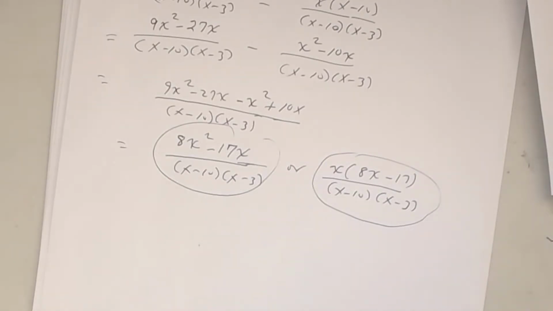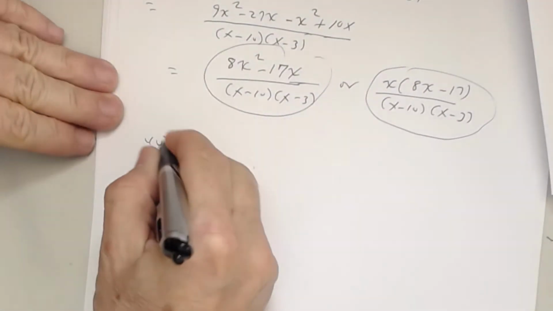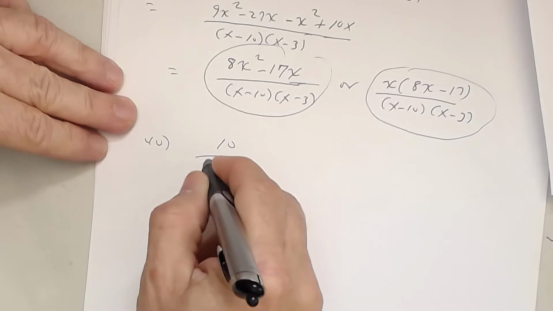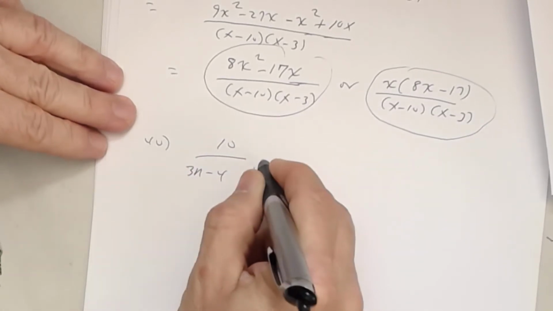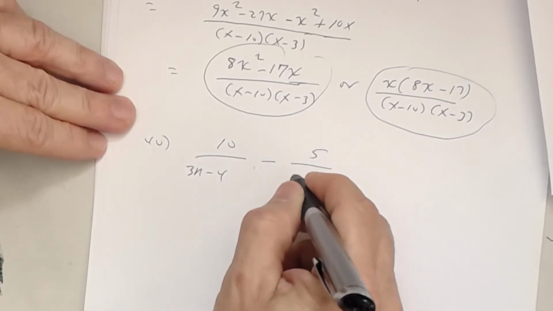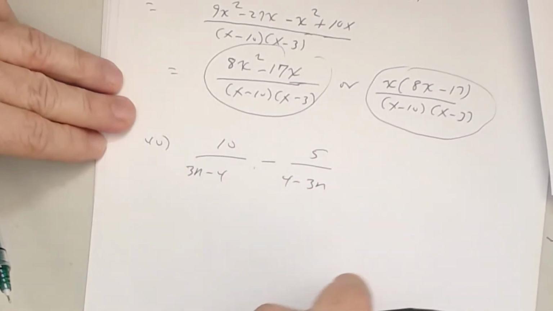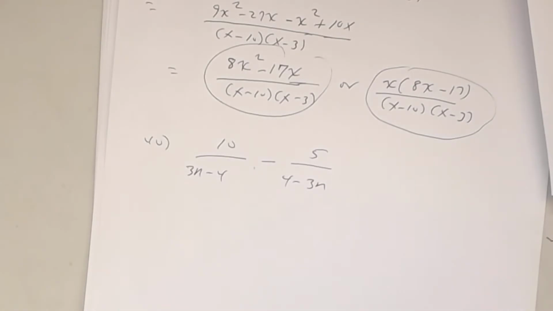All right, now let's look at 40. You have 10 divided by 3n minus 4, subtract 5 divided by 4 minus 3n. Now think, you have one like this in MyMathLab, and you have one like this probably on the worksheet. All right. Think about the LCD. Think about factoring. I can't factor anything. But don't say the LCD is 3n minus 4 times 4 minus 3n, because it's not the least common denominator.